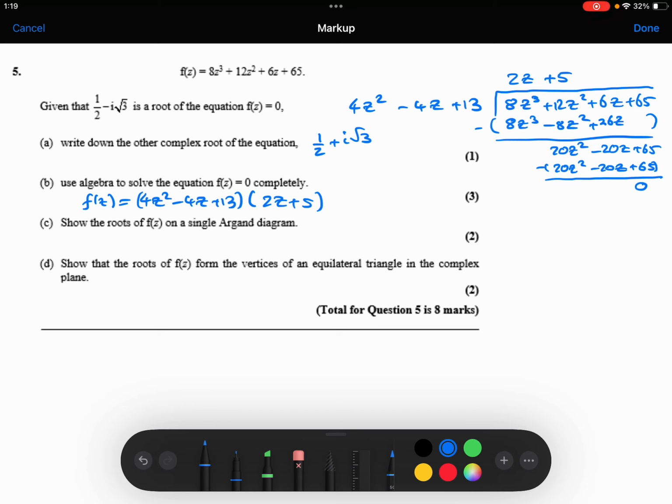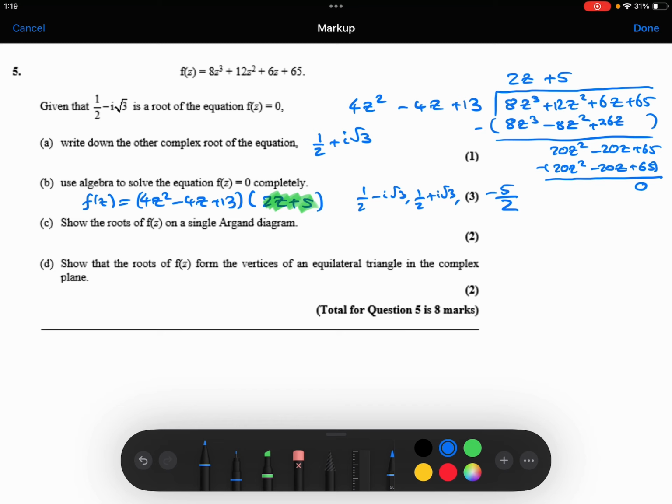So our three solutions then, we've already got the 1/2 minus I root 3, the 1/2 plus I root 3, and our third solution comes from the linear factor there, which is going to be minus 5 over 2. So those are the three solutions to that cubic equation.